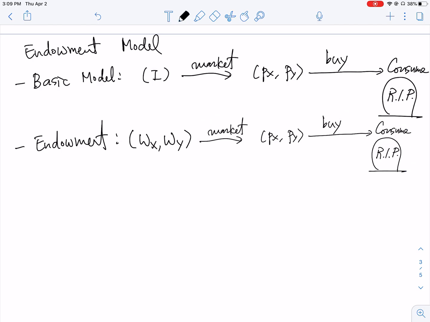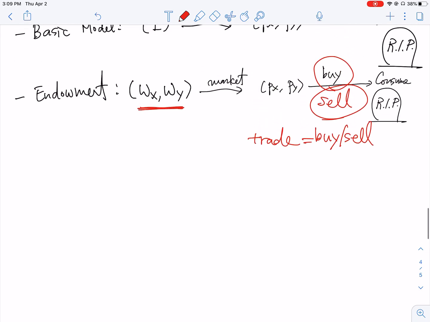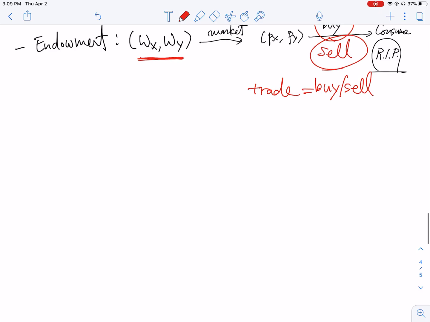The only difference is you're born with the endowment instead of money. For example, you can be born with 5 units of good X and 3 units of good Y. So instead of only buying, you can also sell. So you're going to buy and sell. In other words, you can trade. That's the difference. Instead of money, you're born with the things and you go to the market, and then you consume and you feel happiness and you die. All right.